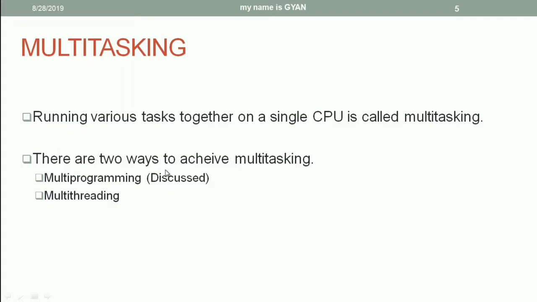Many people may not agree with me on this point. Why am I saying that there are two ways to achieve multitasking? Because only if you have multiple programs to execute on a single CPU do you need to achieve multitasking. Only if you have multiple processes present in the operating system and very few CPU cores will you need to achieve multitasking. That's why I said there are two ways to achieve multitasking. The first one is multiprogramming and the other one is multithreading. We have already discussed multiprogramming, and in this video we are going to discuss multithreading.